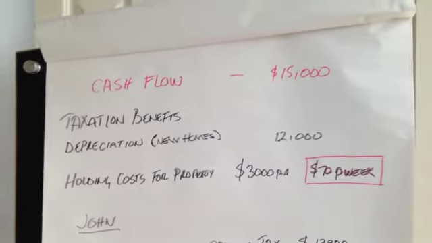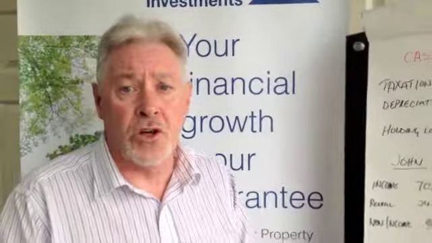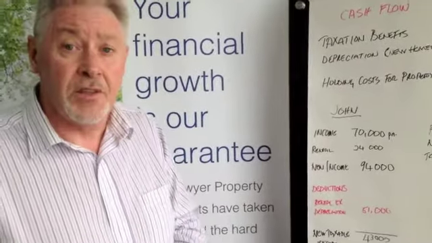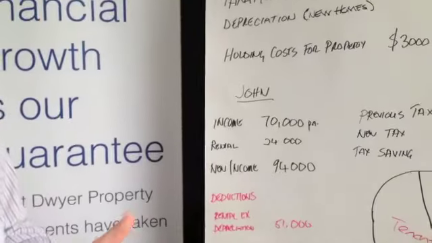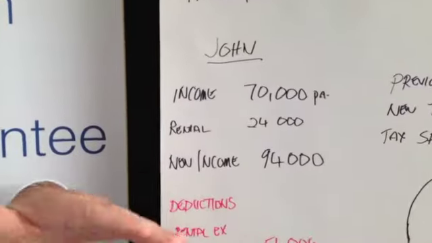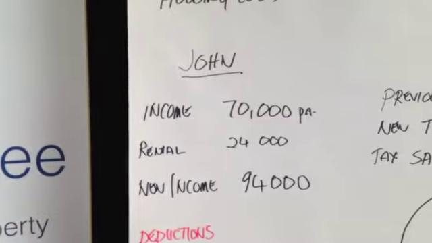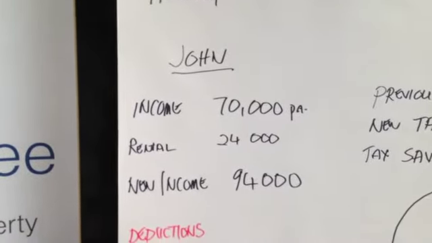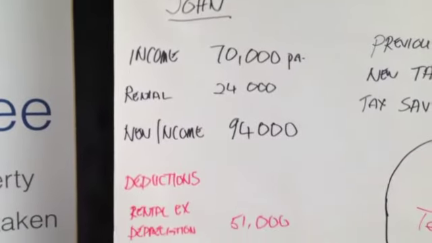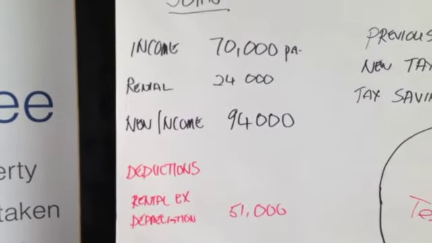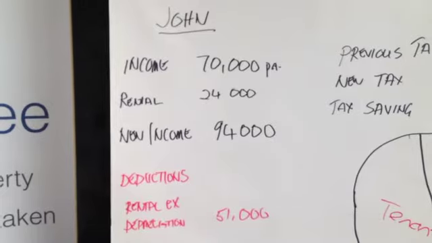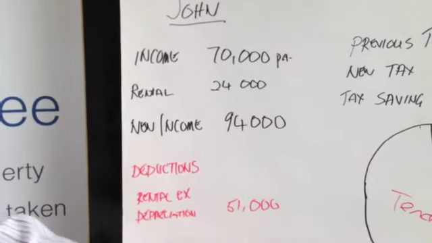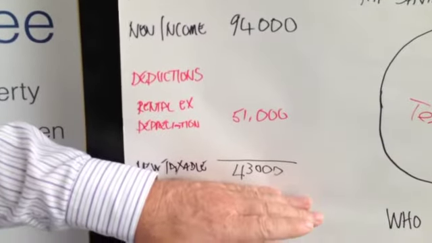Now, one of our people at the seminar here is called John, and I've done a specific case for John. John's income is around about $70,000 a year. With the rental income, we have his total taxable income now of $94,000 a year. But John has deductions, as we discussed earlier, deductions of rental expenses, depreciation, which equals $51,000 a year. So we've taken John's income of $94,000 and taken the deductions off. He now has a new income of $43,000.